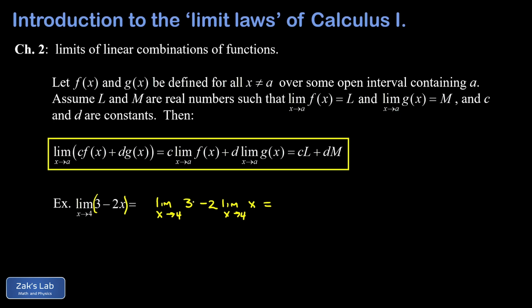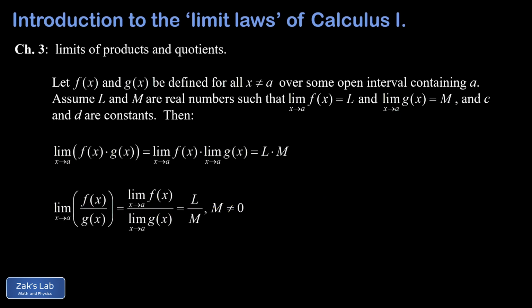We have a limit of a constant 3, and that's just equal to 3, no matter what value x is approaching. And then I have minus 2 times the limit of x as x goes to 4. And again, as x approaches 4, x gets close to 4. And now I have 3 minus 8, or negative 5, for the value of that limit.